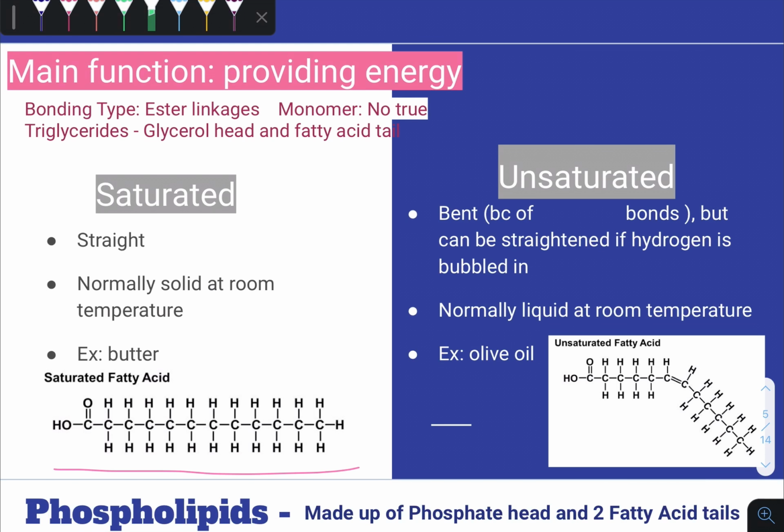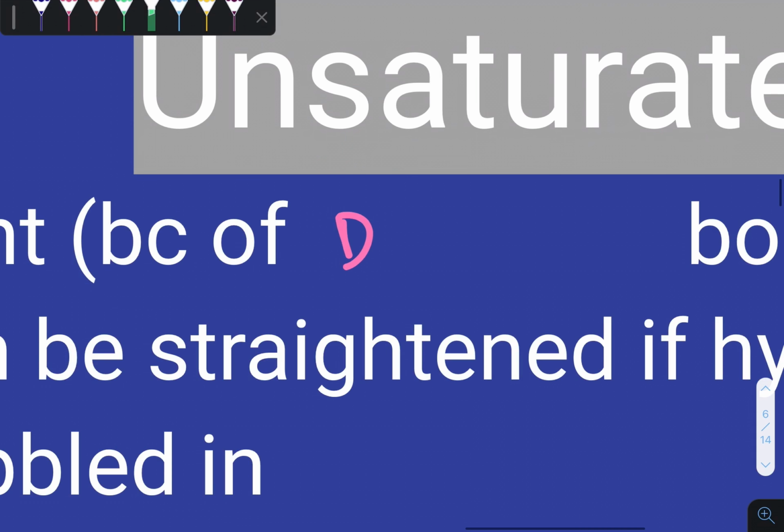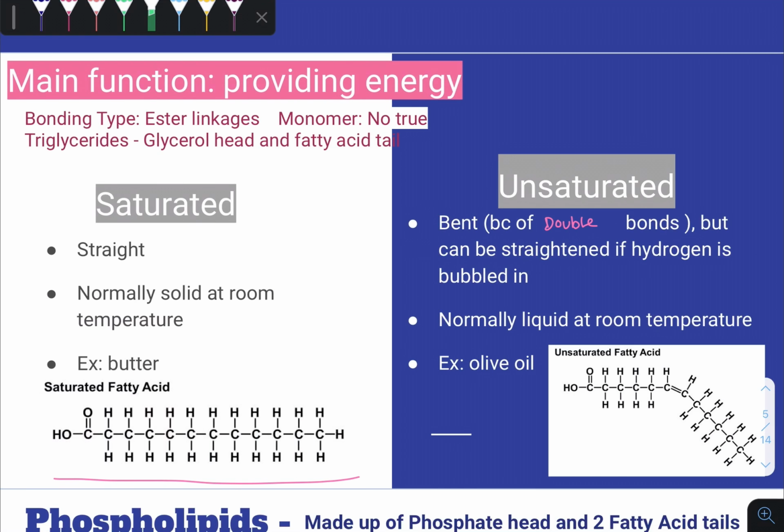Unsaturated tends to be bent, and this is because of double bonds instead of single bonds like in the straight kind for saturated. Because of this, it doesn't stack very well, so at room temperature it tends to be very liquid, like olive oil. This can be reversed and is seen as margarine when hydrogen is bubbled in.